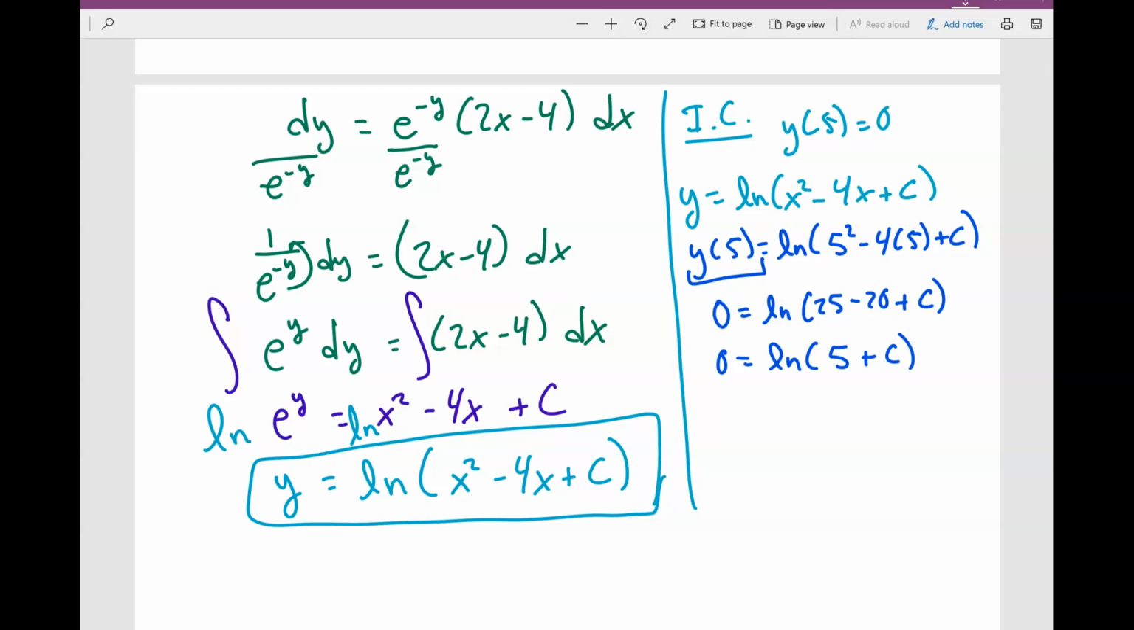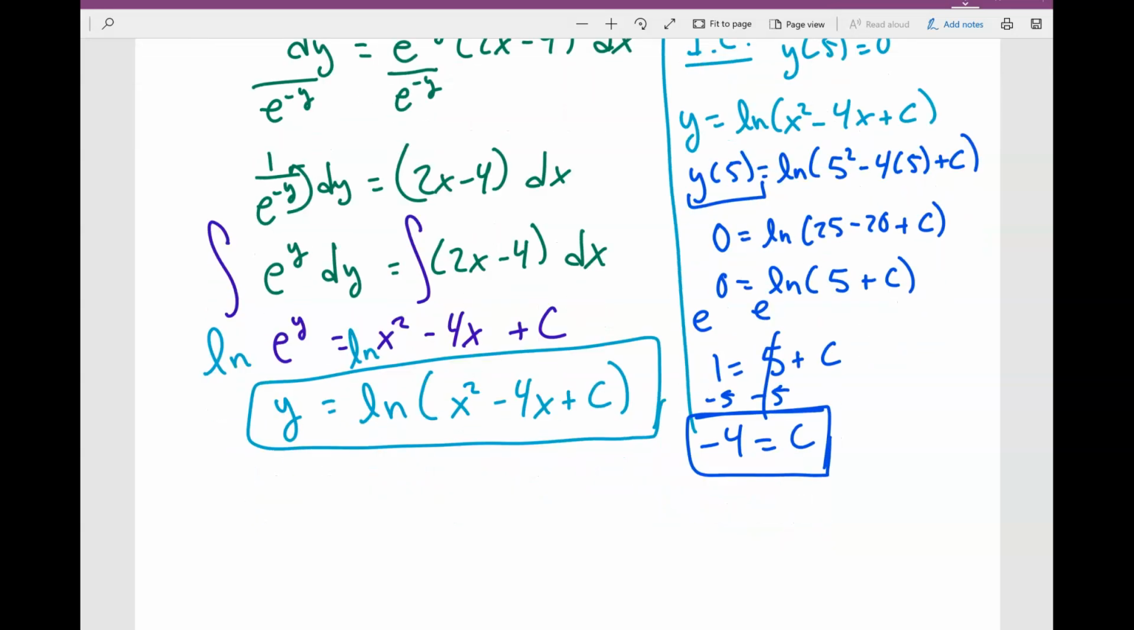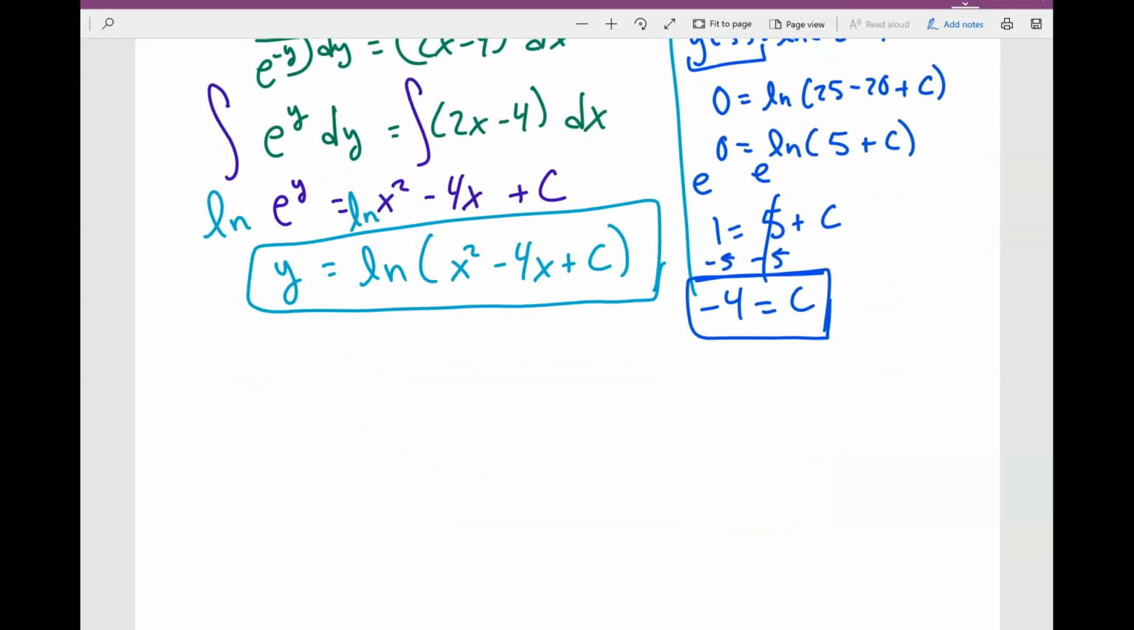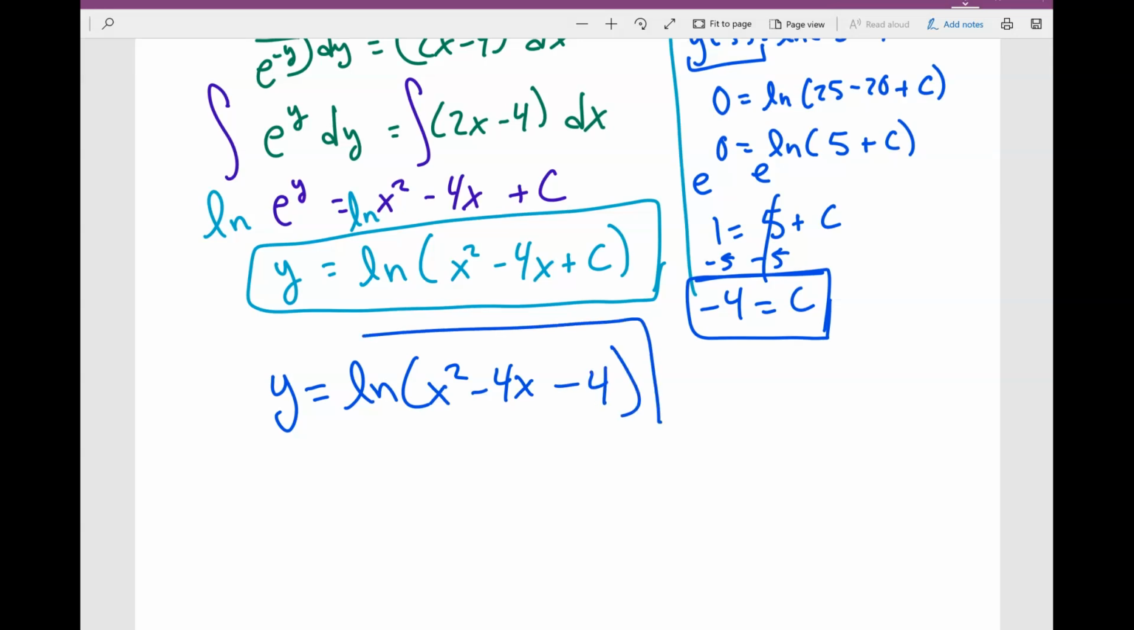Okay, and now what you want to do is exponentiate both sides. So let me take e to both sides. So I'm going to have e to the 0, which gives me 1. The e and the natural log are going to go away and I'll have 5 plus c. Okay, and I get rid of that by subtracting 5. So you're going to have negative 4 is equal to c. Okay. All right, so now all I have to do is plug it back in. So I'm going to have y is equal to the natural log of x squared minus 4x minus 4. Okay, so this is actually going to be my full solution with the initial condition.